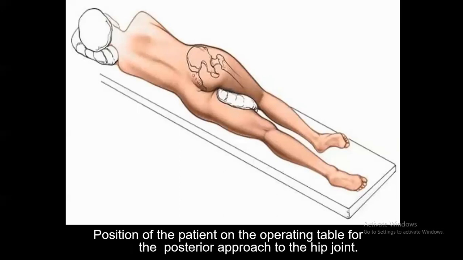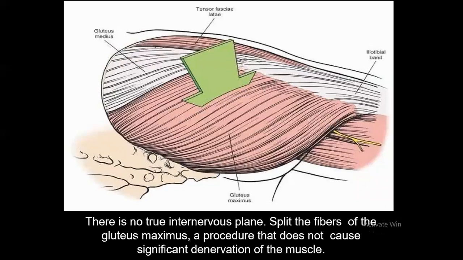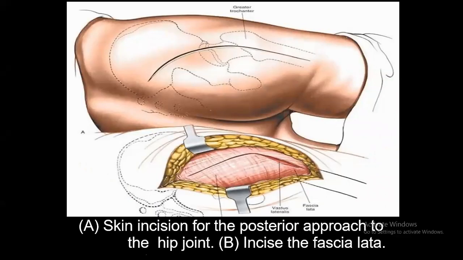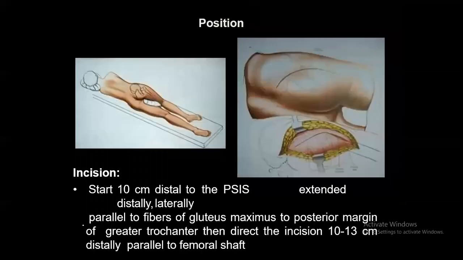Position of the patient. The picture shows the position of the patient. The patient is in the true lateral position, with the affected hip on the upper end and the unaffected hip on the lower end. There is no true internervous plane. Split the fibers of the gluteus maximus, a procedure that does not cause significant denervation of the muscle. This picture shows the superficial skin incision and incision of the fascia lata.